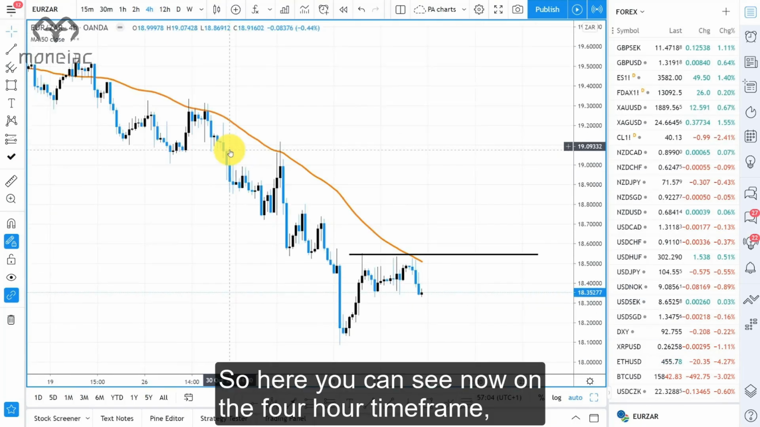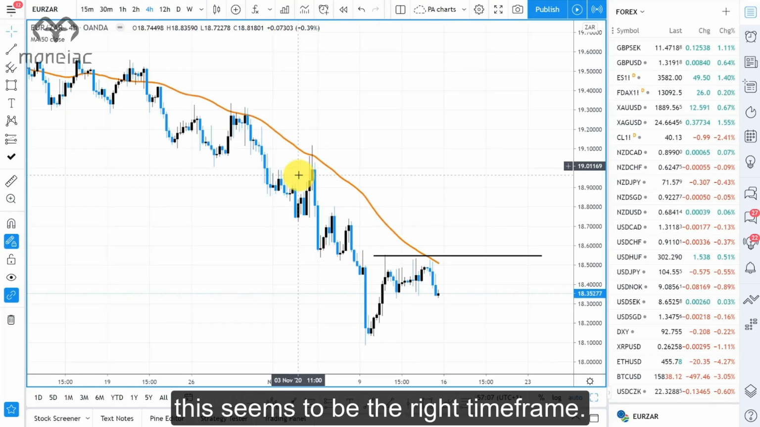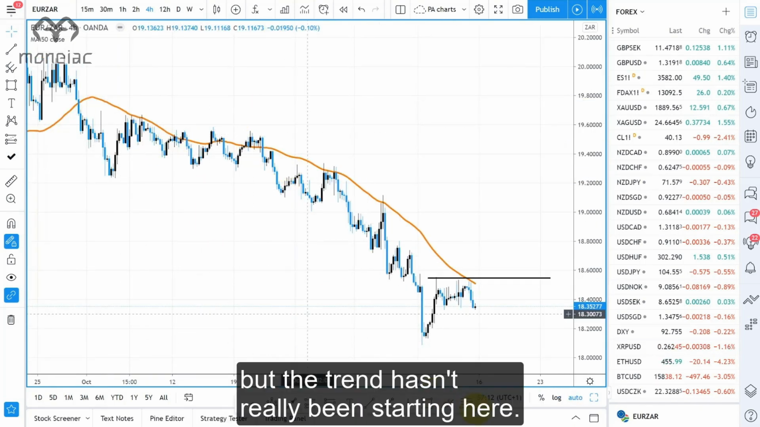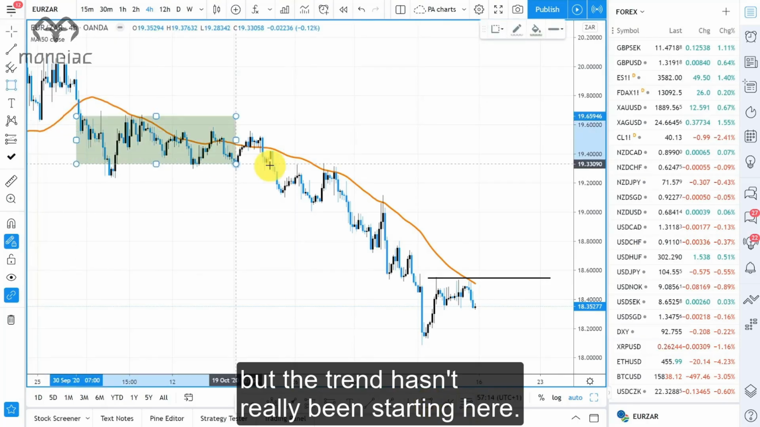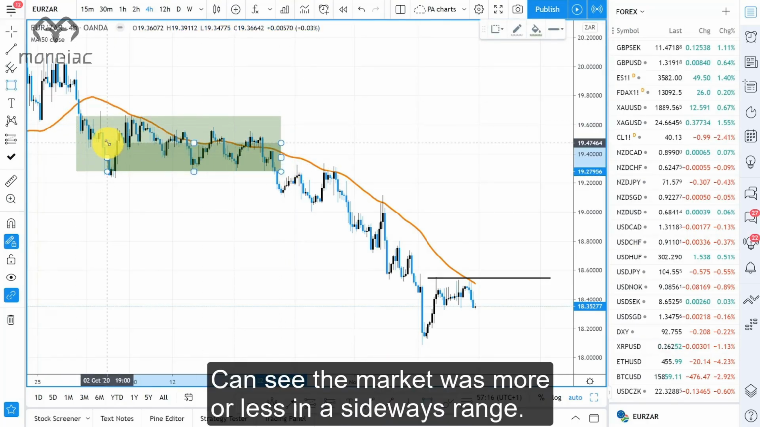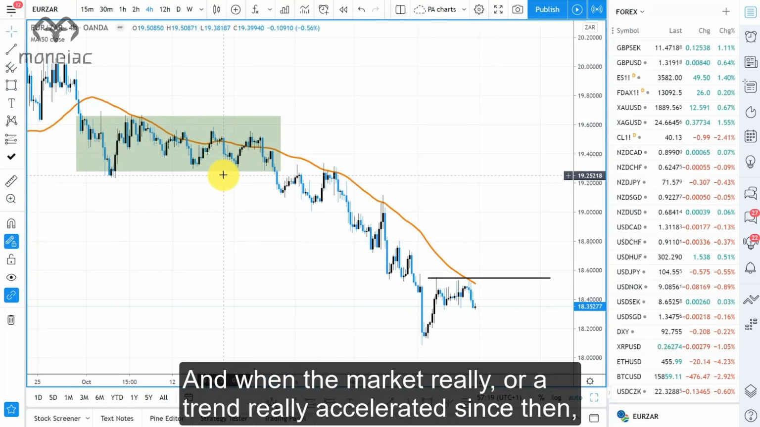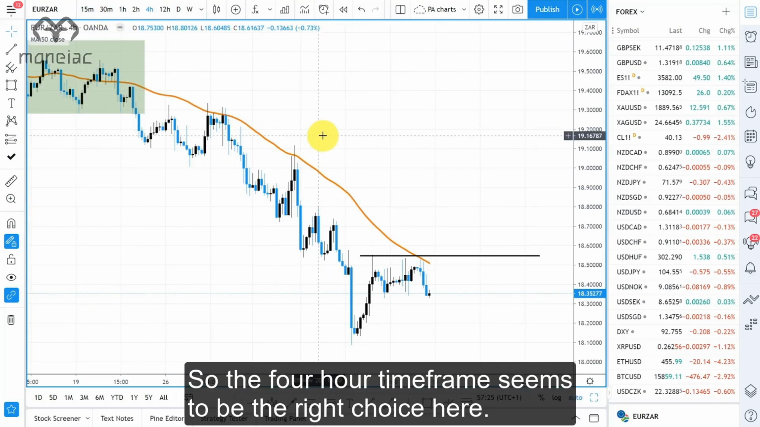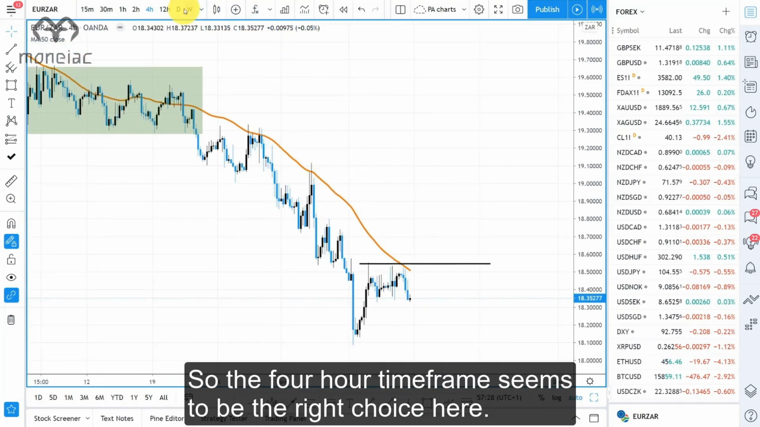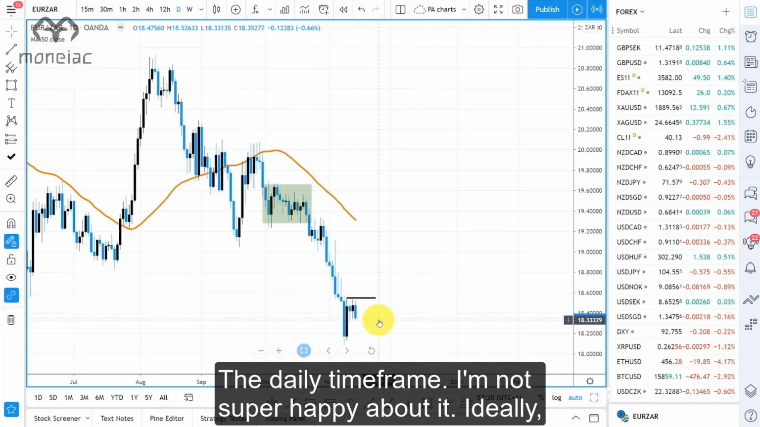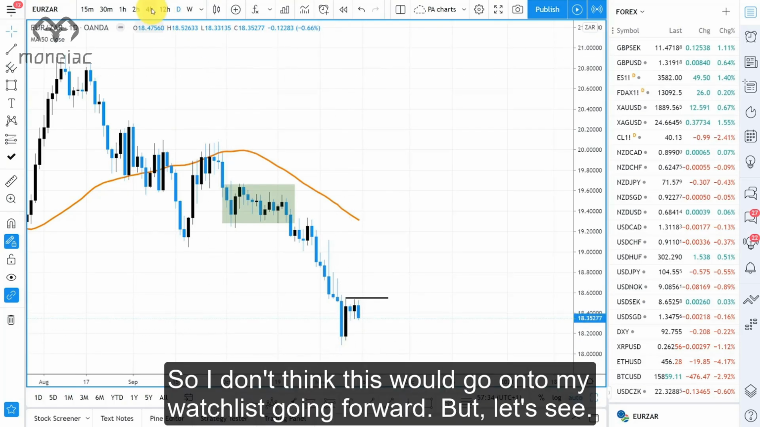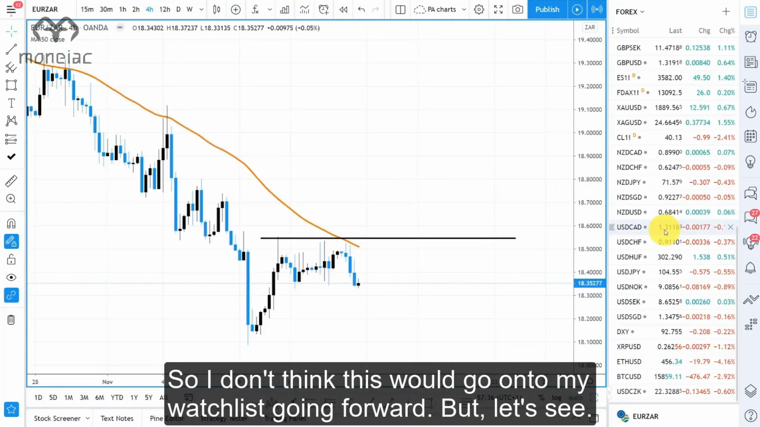So here you can see now on the 4-hour time frame, this seems to be the right time frame. We have some violations of the moving average around here, but the trend hasn't really been starting here. You can see the market was more or less in a sideways range, and when the trend really accelerated, since then the moving average has been respected. So the 4-hour time frame seems to be the right choice here. The daily time frame, I'm not super happy about it. Ideally, I would like to see maybe a pin bar here. So I don't think this will go on to my watch list going forward.